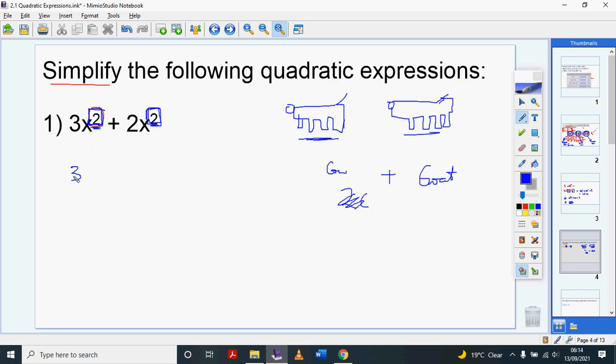So think of this as a whole cow, right? And this as another whole cow. So this person has 3 of these whole cows, and this person has 2 of these whole cows. So what I do is I just add the 3 cows plus the 2 cows, and I get 5 cows. So it's 5x squared.